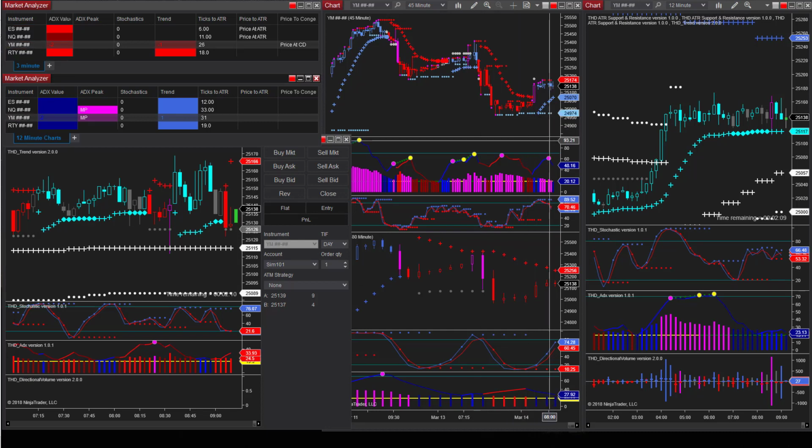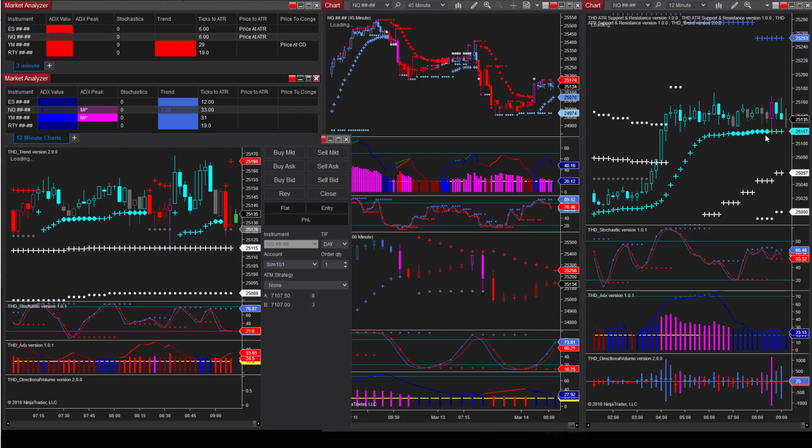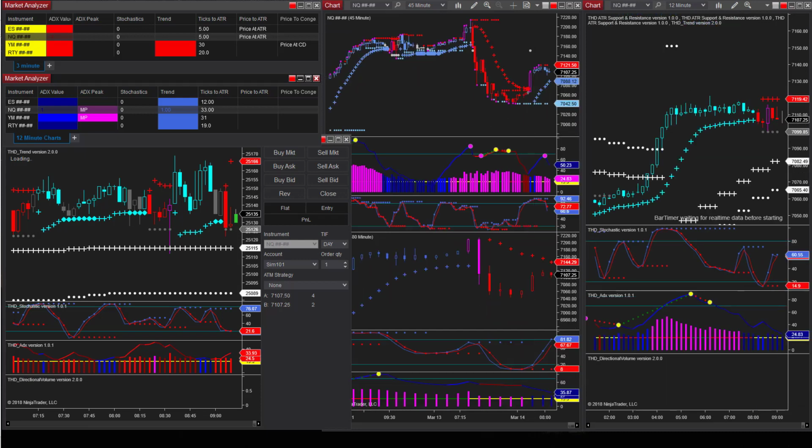We do have a magenta peak over on the 45 minute. We just don't have it on the 12 minute. You can barely see that white congestion dot over here. It has not been able to close above that area.